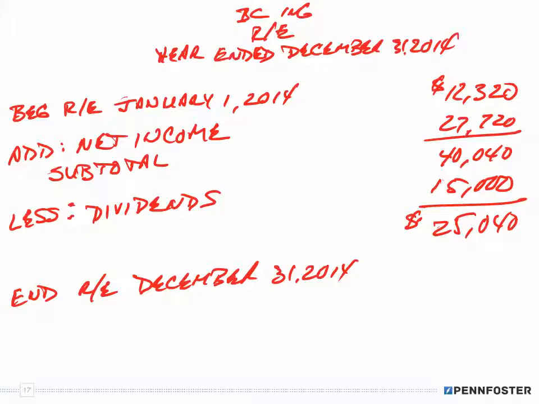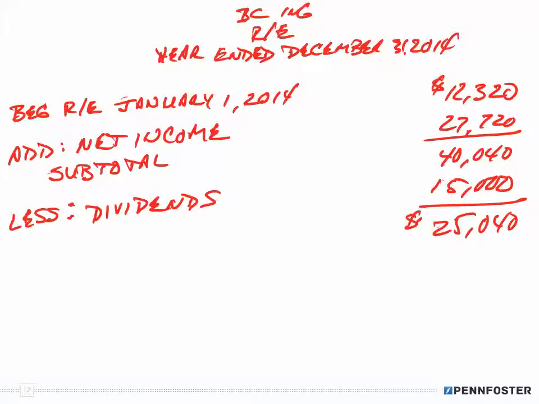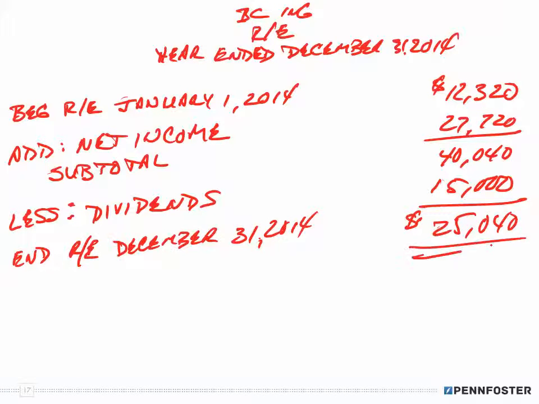So that gives us the ending balance of, let me clean this up just a little bit. So that gives us an ending retained earnings for December 31, 2014. And that gets double underlined because that's the end of the calculation. All right. Now, notice that this $25,040 is our ending retained earnings.